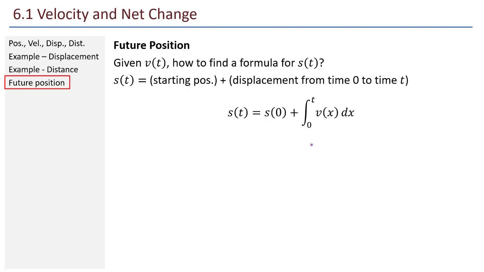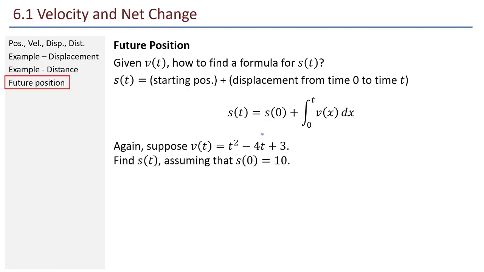Let's see an example. In fact, let's just continue the example from before. Suppose that v of t is t squared minus 4t plus 3 like we had. Let's find a formula for s of t. Now, I do need to make an assumption. I do need to know something about an initial value, assuming that s of 0 equals 10. All right, so in this case, I can say my formula for s of t is going to be 10, that's where it starts, plus however much it changes from 0 to t. And so I'll need to plug in my velocity function. So x squared, because I'm replacing my t's with x's, minus 4x plus 3 dx.